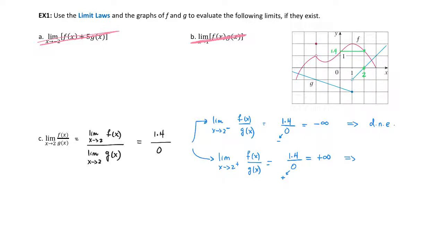But then again, from the point of view of whether the limit exists, you have to say no, the limit doesn't exist. So conclusion, the double-sided limit, the limit as x approaches 2 of f of x over g of x actually does not exist. There is no limit.